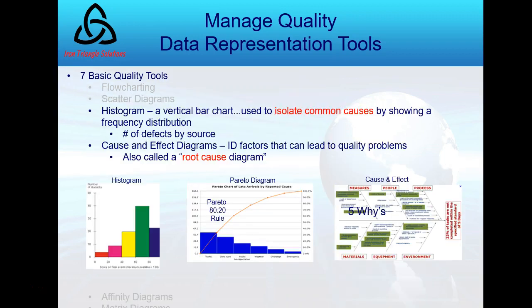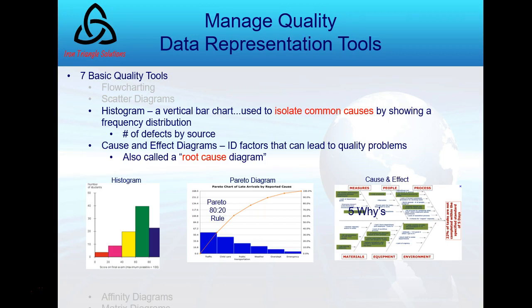Then we have, after flowcharting and scatter diagrams, the histogram, which you see in the bottom left picture. It's a vertical bar chart, and it just isolates common causes. So each of the bars stands for an item which becomes a cause, okay? And that's how often it occurred.